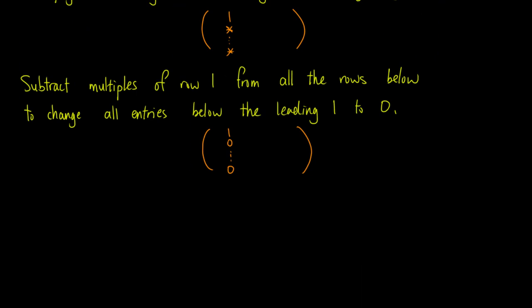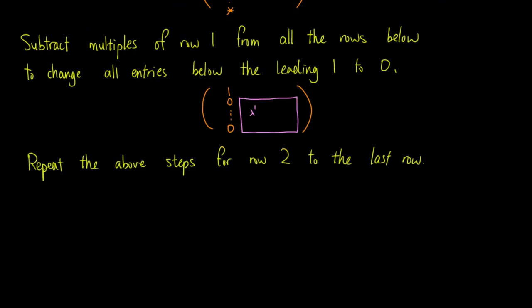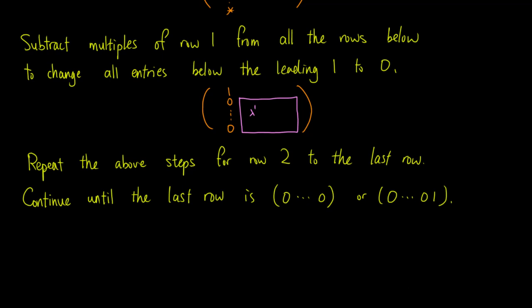Now, we can repeat the above steps for the second row to the last row, and we can continue this process until the last row is a 0 row, or a 0 row except the last entry is 1. Such a matrix is in row-echelon form, and so we have completed the proof.